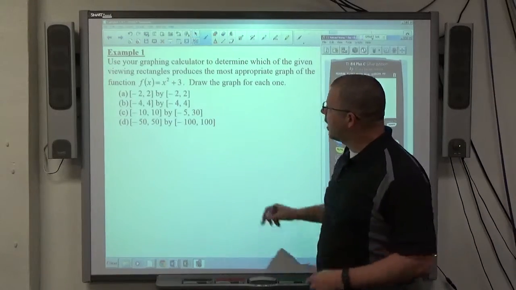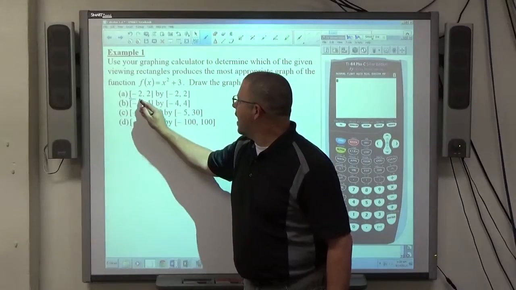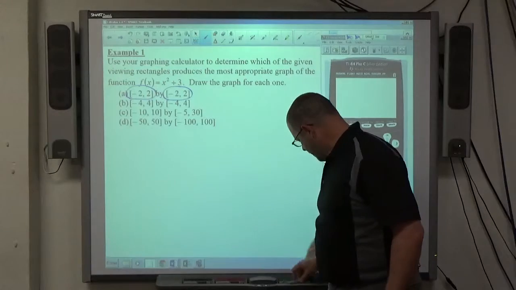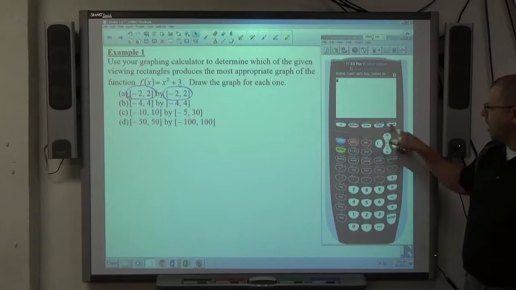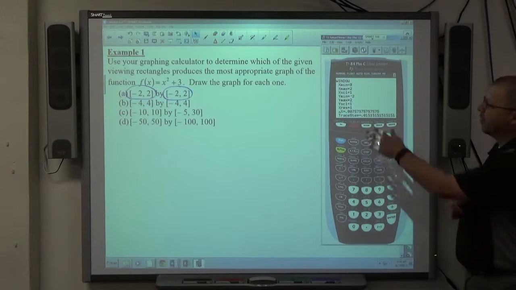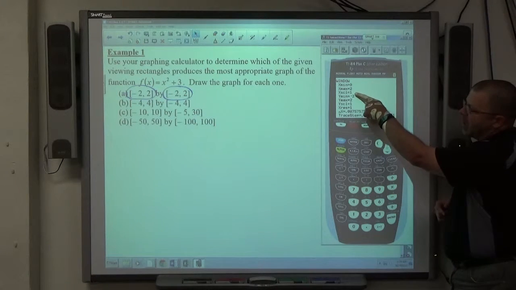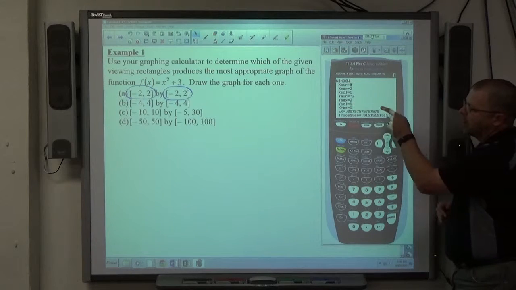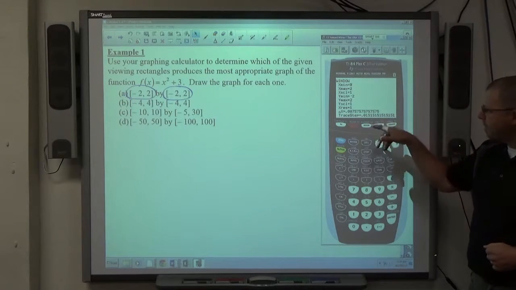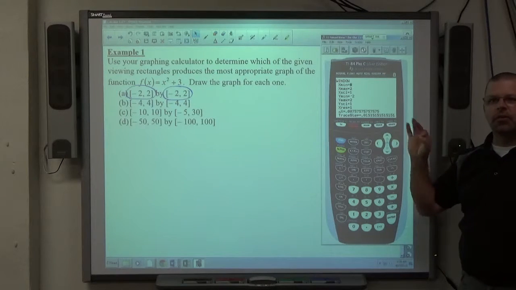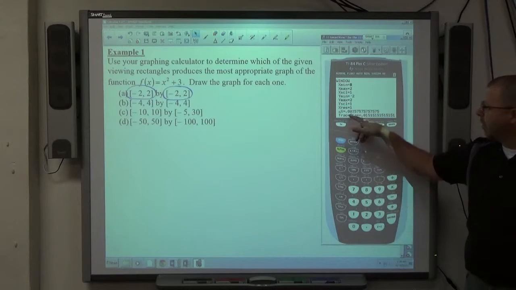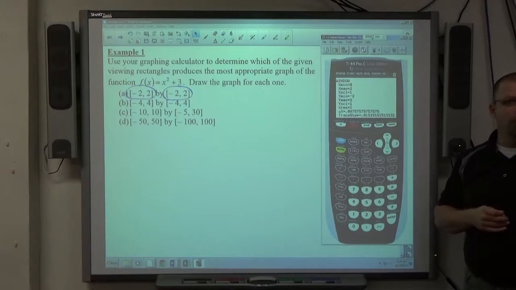And what they're telling you here for part A, these are the x minimum and maximum, these are the y min and max. If we go to our window, which is these buttons along the bottom of the screen, the second button over is window, you'll see that we have x min and max, x scale, y min, y max, y scale. Then we have x resolution and delta x. What this has to do with is how often the calculator itself is going to pick an x. So every 0.0075 is going to pick an x.